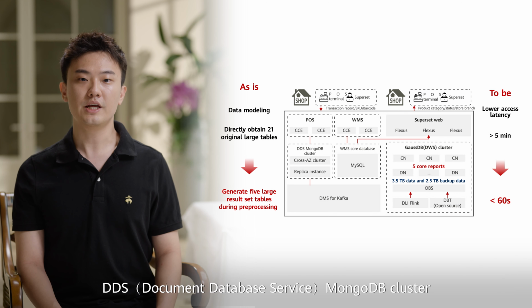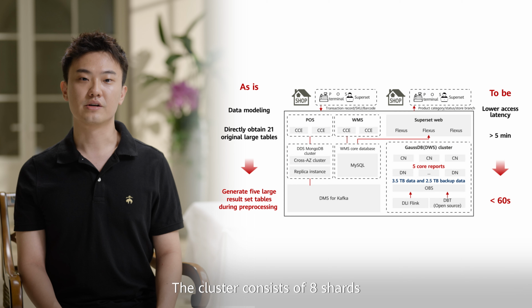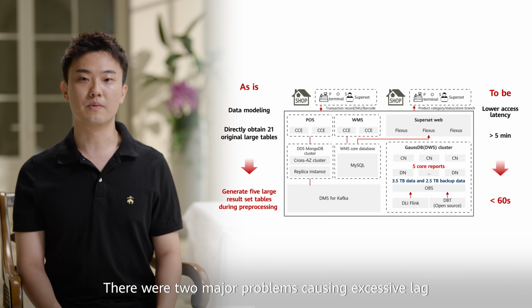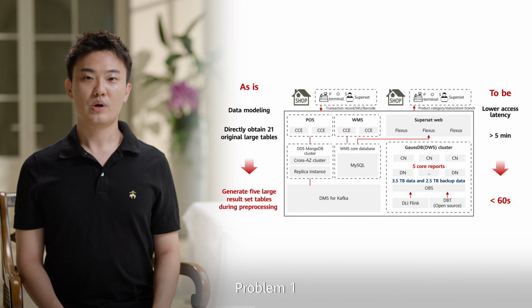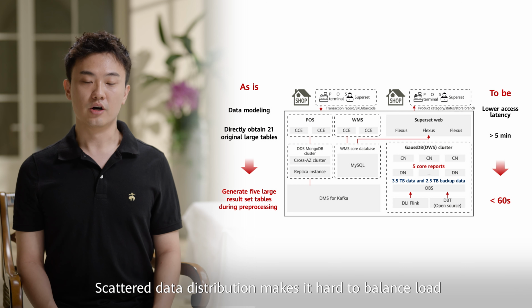It was using a DDS MongoDB cluster to store POS data from its stores. The cluster consists of 8 shards, supporting about 4 terabytes of storage. There were 2 major problems causing the excessive lag. Problem number 1, scattered data distribution makes it hard to balance load.